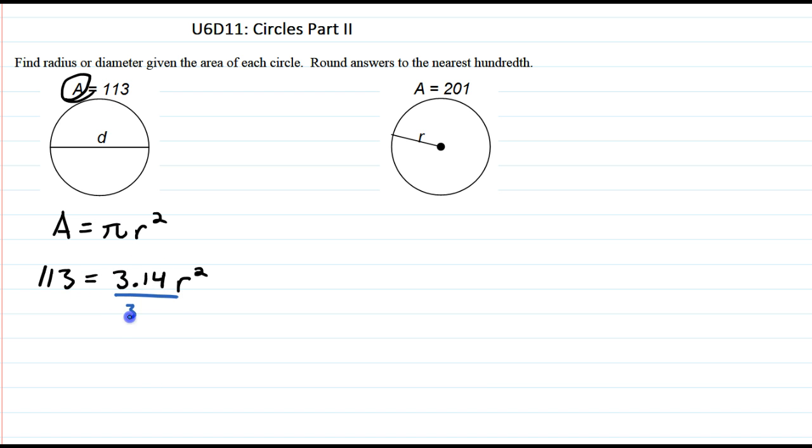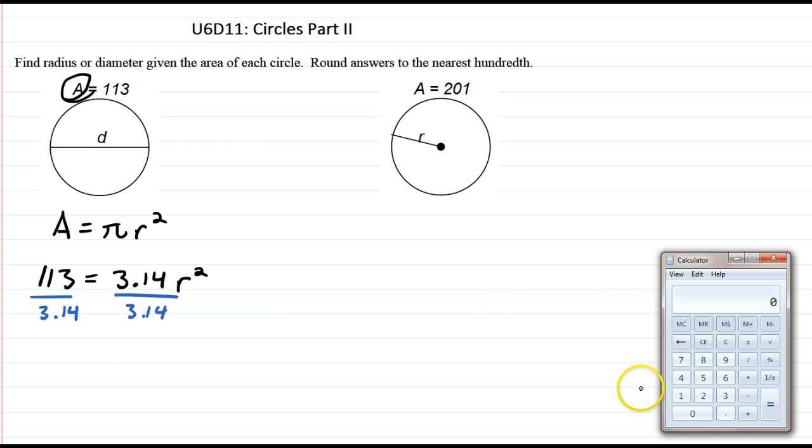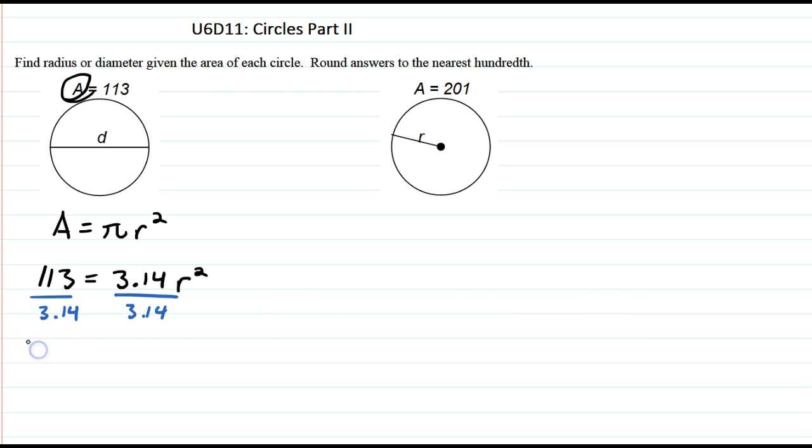We divide by 3.14 because this is next to the r, which means times, so the opposite of that is dividing. We're going to do this with the calculator. So 113 divided by 3.14 gives us 35.9872, which is equal to r squared.